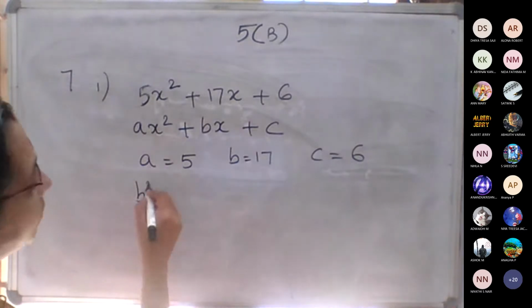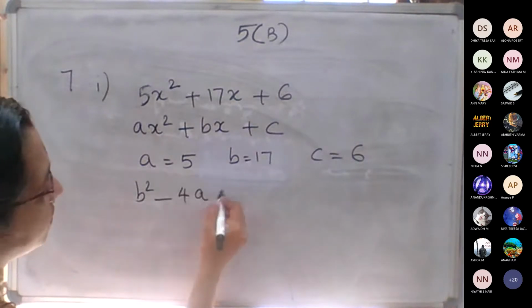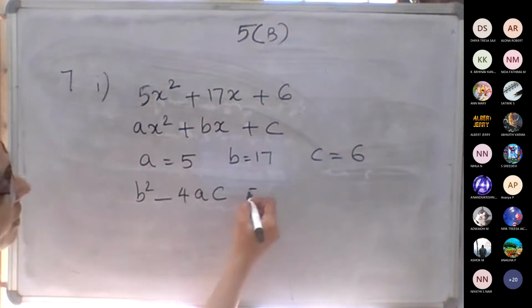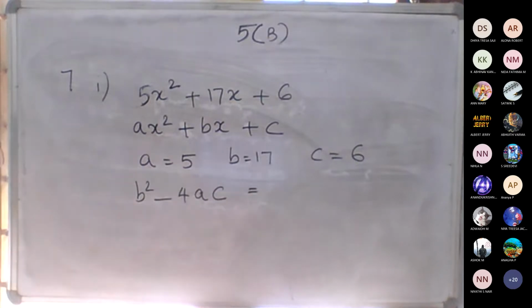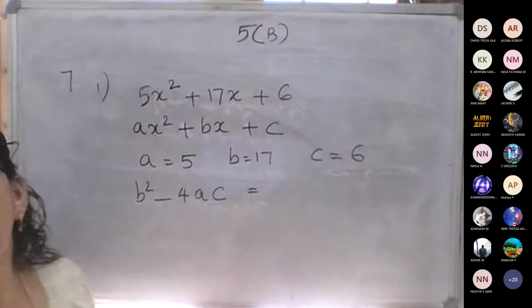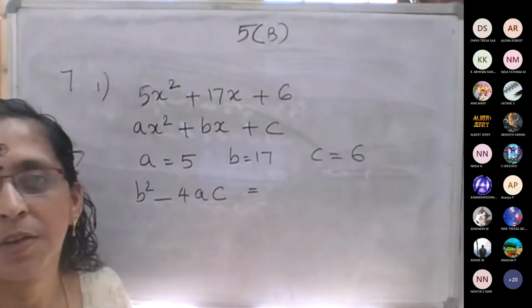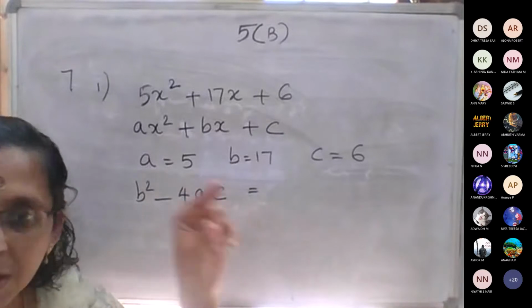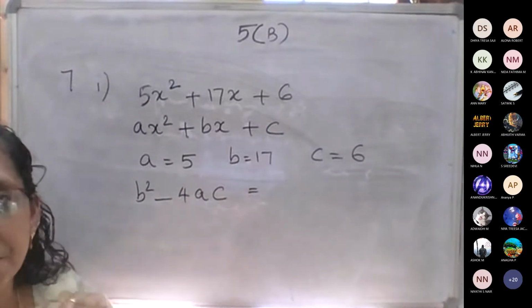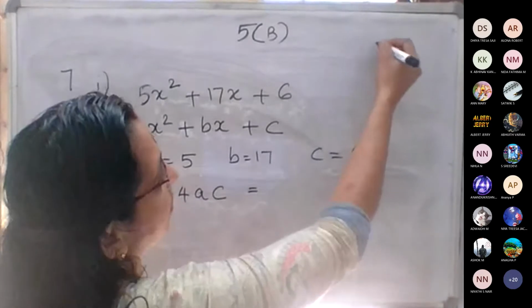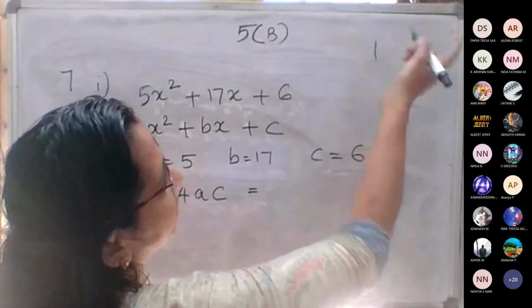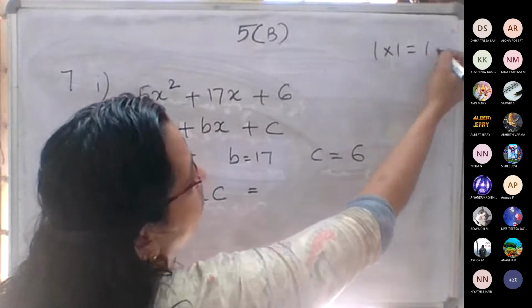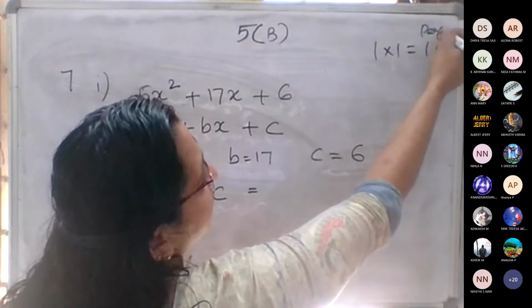Find b square minus 4ac. If we get the value of b square minus 4ac as a perfect square, then it is factorizable. So which are the perfect squares? Perfect square means if we multiply a number by the same number, then we get a perfect square. 1 into 1 is 1, so 1 is a perfect square.